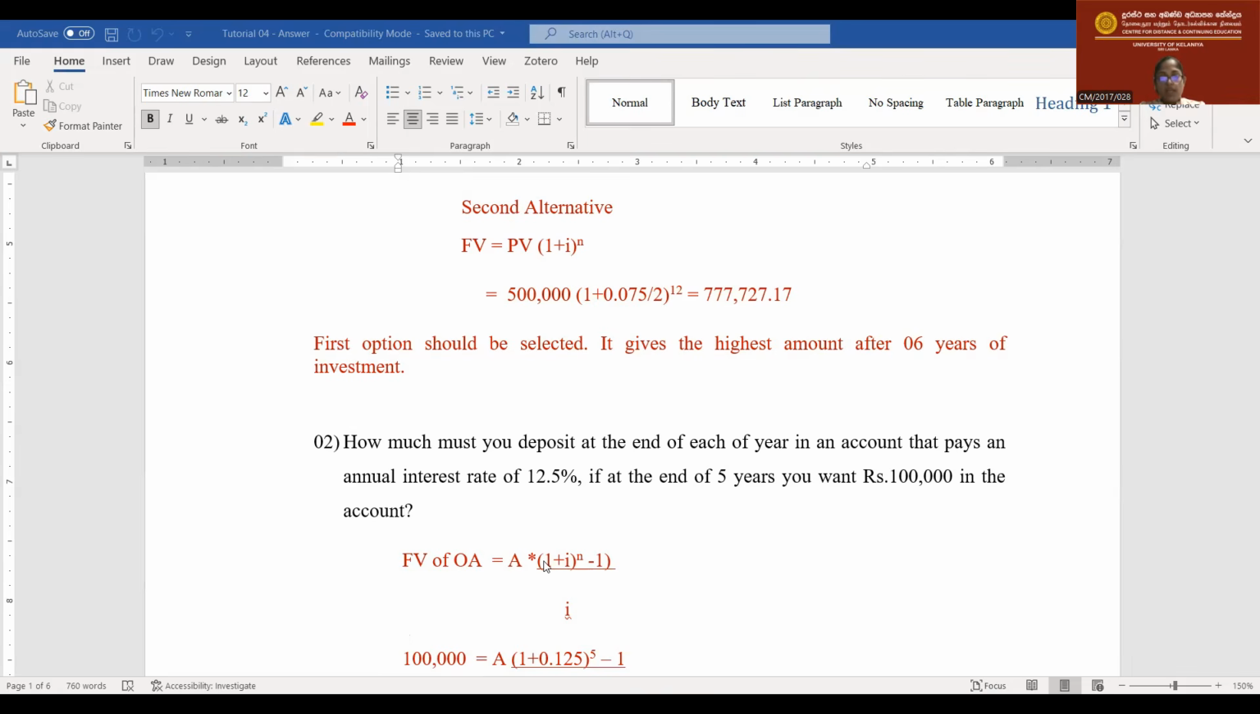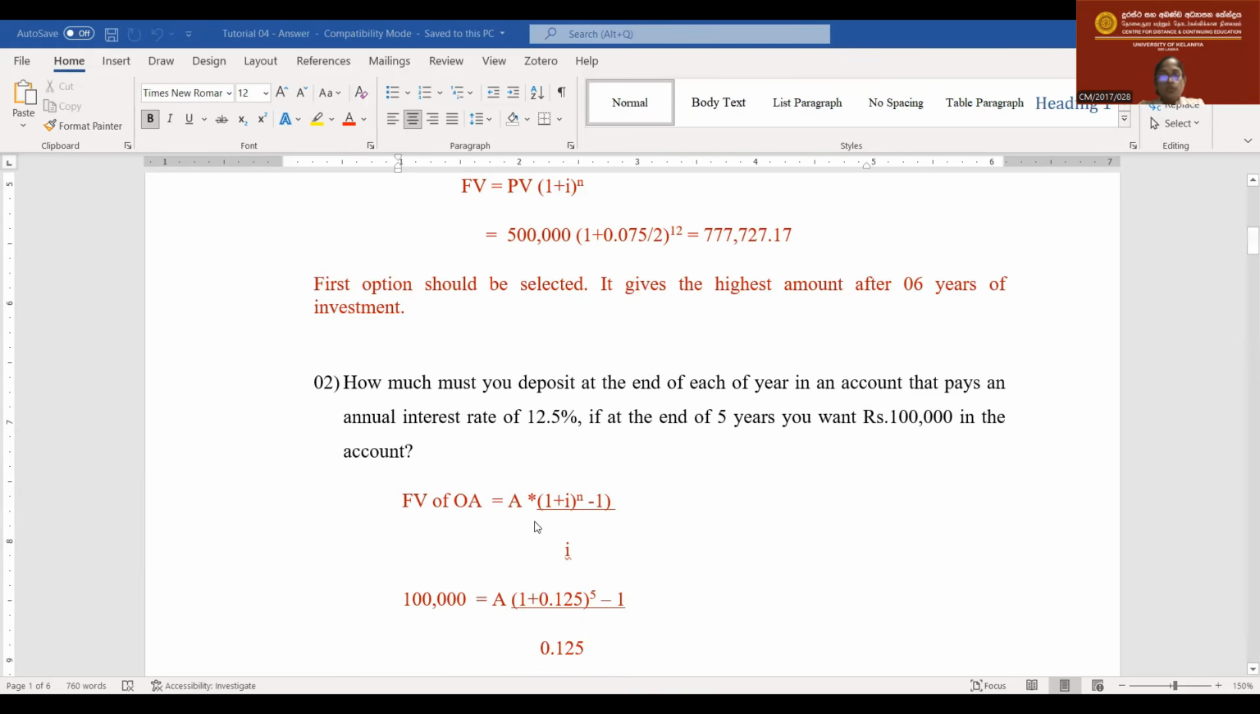Clear? Divide the (1 plus i) to the power n minus 1 term only by i. Okay, so what would be the future value of the ordinary annuity? We know it is 100,000 only. If that is the value, 100,000, what would be our A? That is what the question is asking, right?